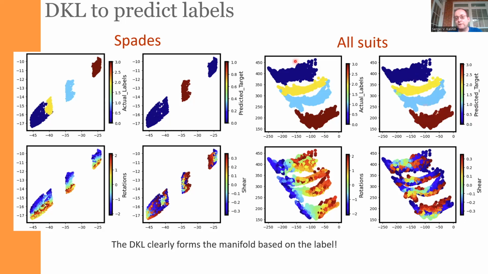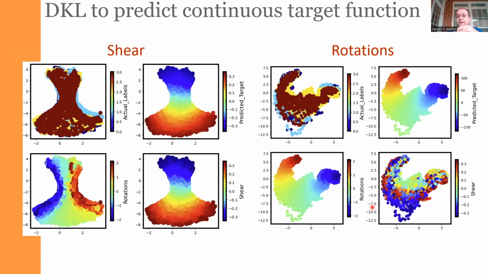And lo and behold, this is my ground truth labels. This is my predicted labels. And this is the rotations. They want to be disentangled. This is shear. They also want to, but there is not enough real estate in the two-dimensional latent space to disentangle them very well. Interesting. So let's try to make the problem a little bit more complicated.